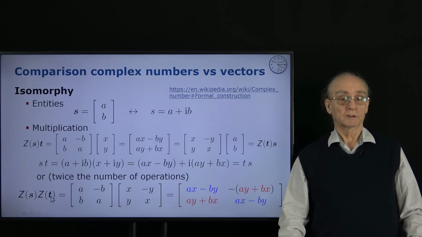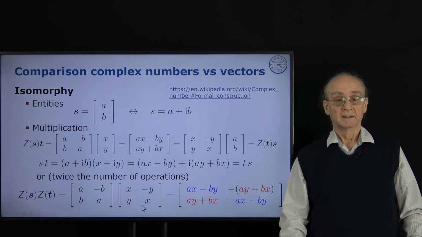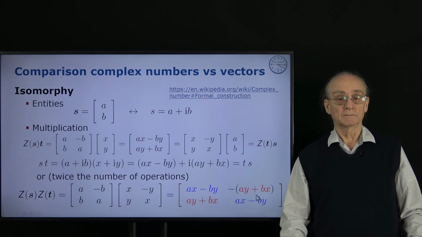So let's assume we have represented the complex numbers S and T with these 2 by 2 matrices. So we have A, minus B, B, A and X, minus Y, Y, X. And we multiply them out. Of course, the first column is the same as we did before. And now what happens with the second column?